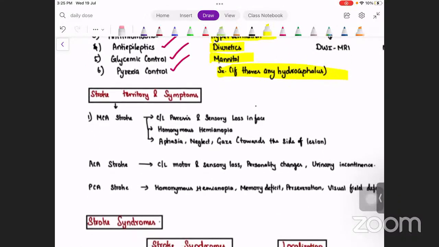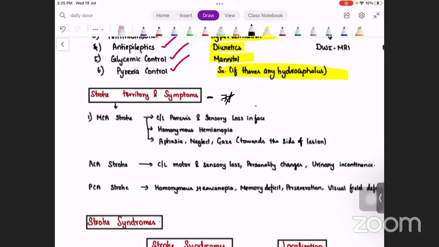Okay, now speaking about what type of artery area is involved and what type of symptoms the patient may come with. This is from an FMGE point of view, people. Very, very important. Which artery is having the stroke, and what type of symptoms the patient may experience. This is very, very important.